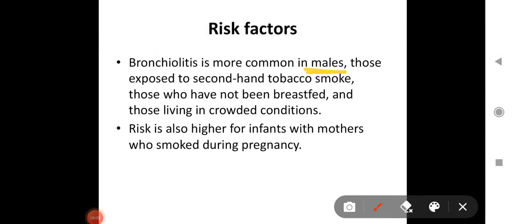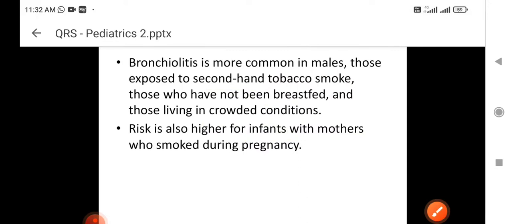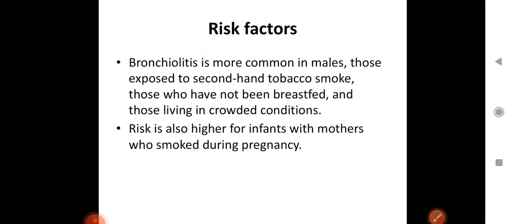If we look at the risk factors of bronchiolitis: more common in male children, exposure to second-hand tobacco smoke or passive smoking, not being breastfed, and living in crowded conditions. So male sex, passive smoking, and not having access to breastfeeding, or the mother being unable to feed the baby; those babies are at risk of getting bronchiolitis at an early age. And risk is also high for infants whose mother smoked during pregnancy. So these are the common risk factors for bronchiolitis.